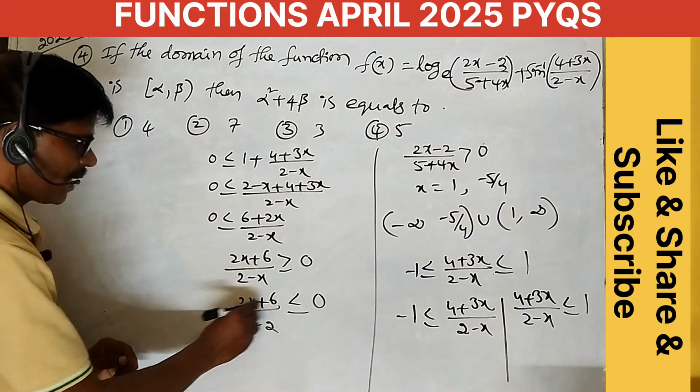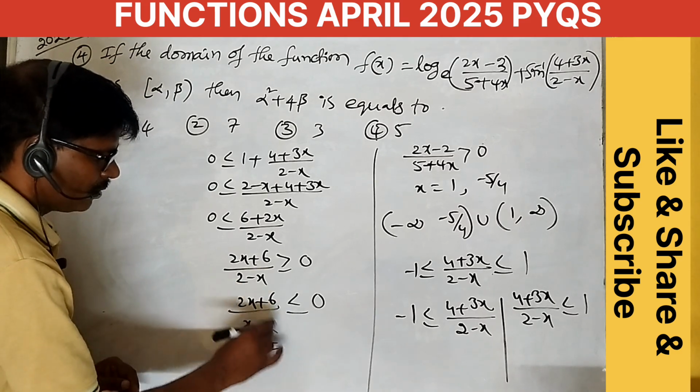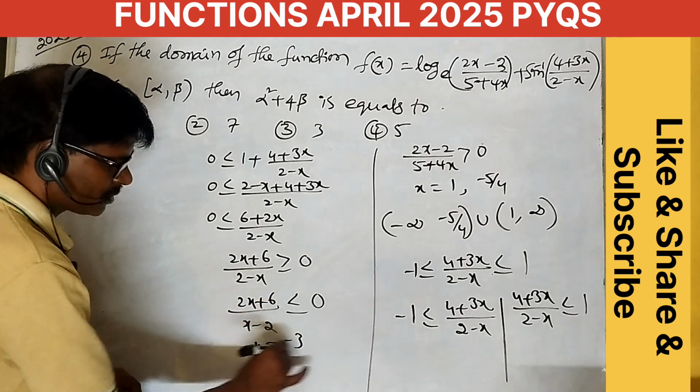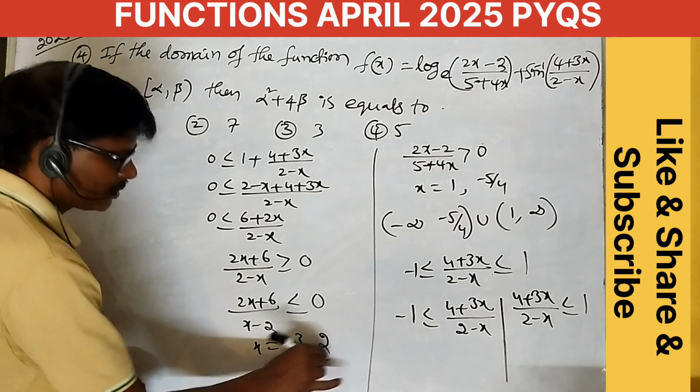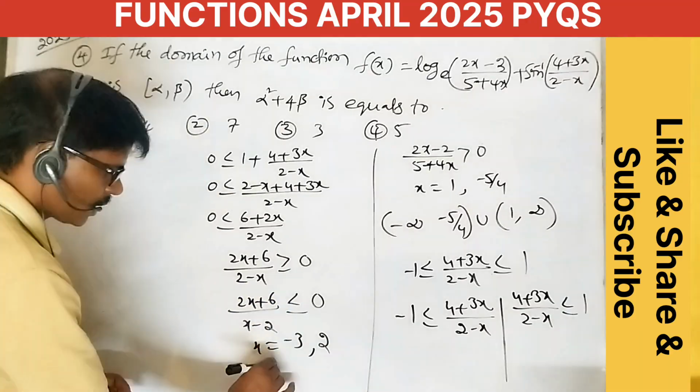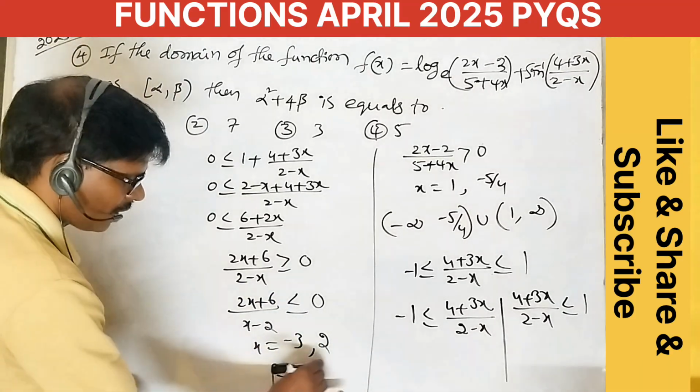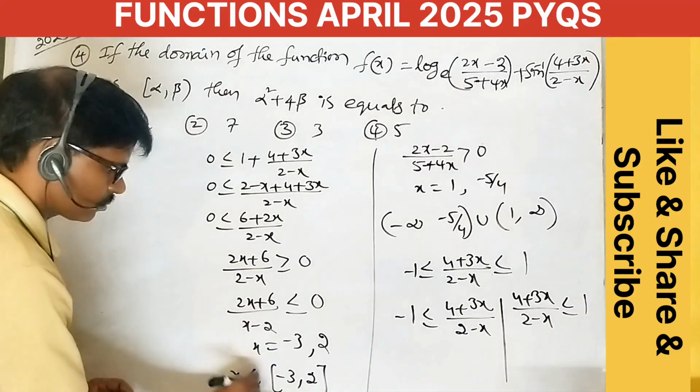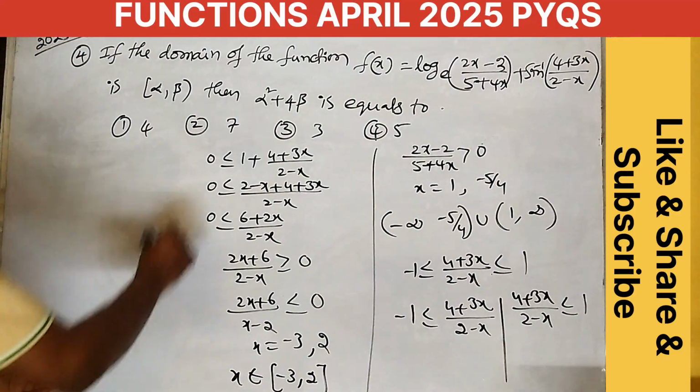What is the x value here? x is equal to minus 6 by 2, which means minus 3. x is equal to 2. So this lies between minus 3 and 2, the closed interval minus 3 comma 2. x belongs to this closed interval. Okay, understand. Next, another one.